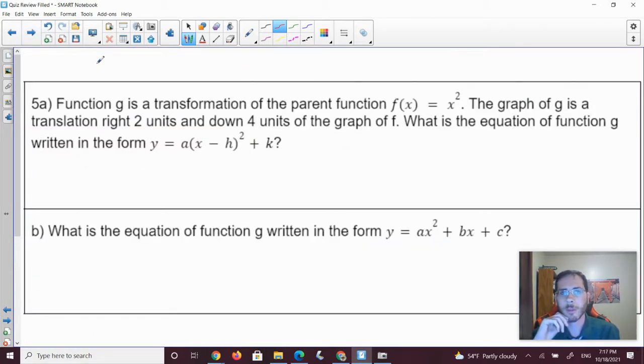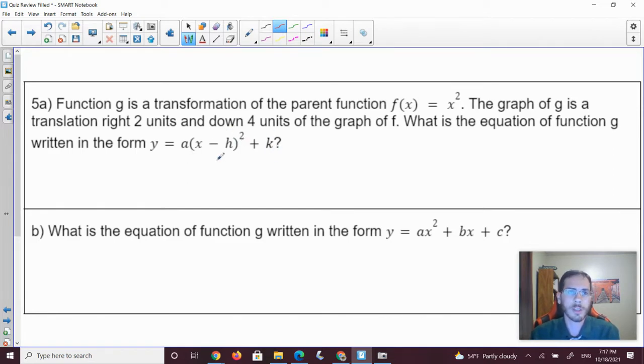All right, for number 5, it looks like it's kind of the same thing. g is a transform of the parent function f of x equals x squared. The graph of g is a translation right 2 units and down 4 units of f. What's the equation of g written in the form y equals a(x minus h) squared plus k?